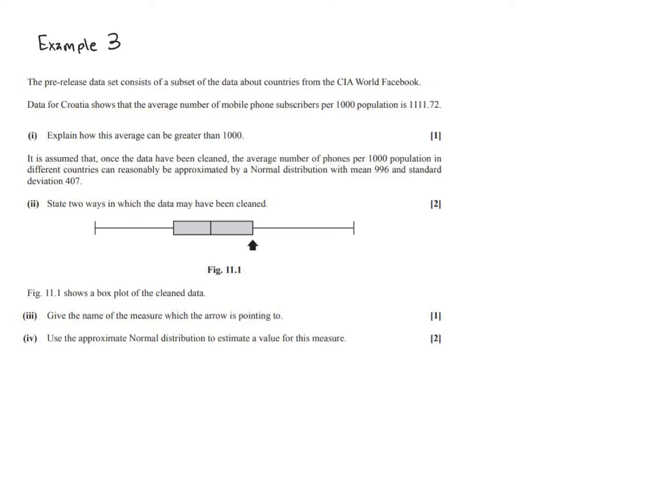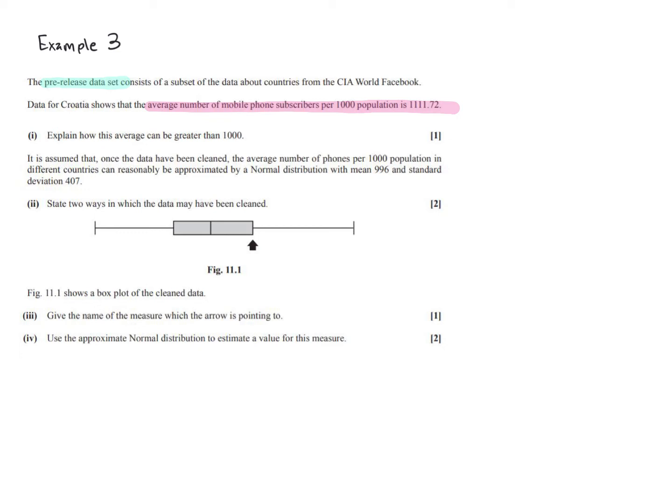So, example 3. Now, this does refer to the large data set in terms of the pre-release data, but we're not going to worry about that because this question can still be answered without knowledge of this particular large data set. So we have information about countries, and data for one particular country, Croatia, shows that the average number of mobile phone subscribers per 1,000 population is this value here. So this is saying that the average number of mobile phone subscribers per 1,000 people in the population is this.